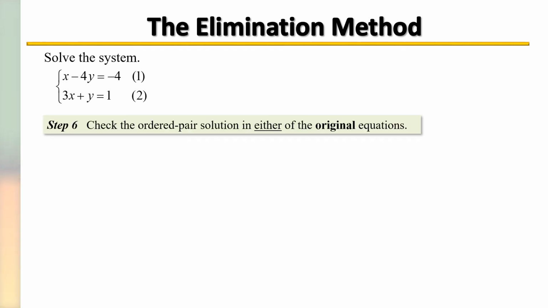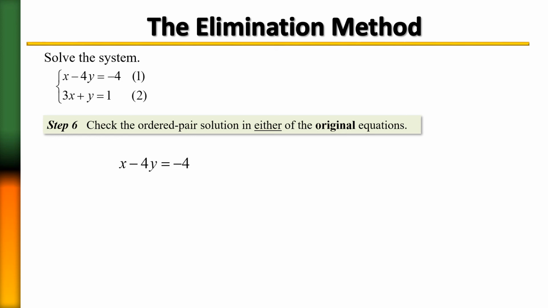Okay, so the last step is step 6, and this step really is optional. If you're sure about your math, then you don't have to do this step. It's just an extra step you can do to make sure that your answer is correct. And all you have to do is plug your solution back into either one of the equations, one or the other. You don't need to do both. And if it leaves you with a true statement, meaning both sides are the same, then that's proof that that's the solution. So our solution, recall, was 0, 1.